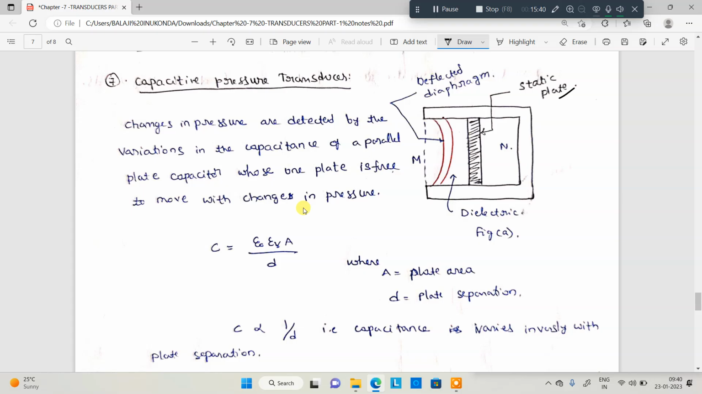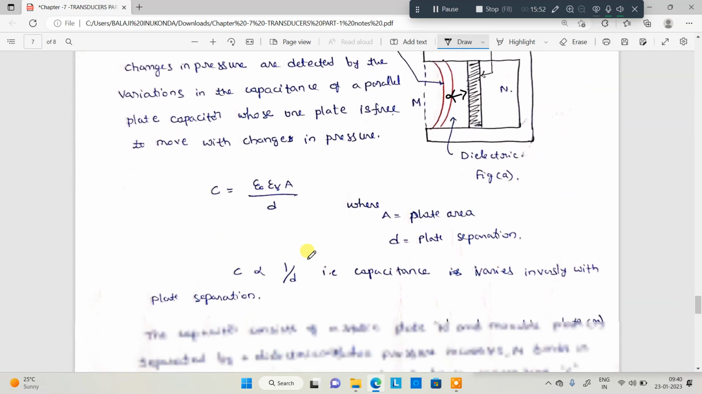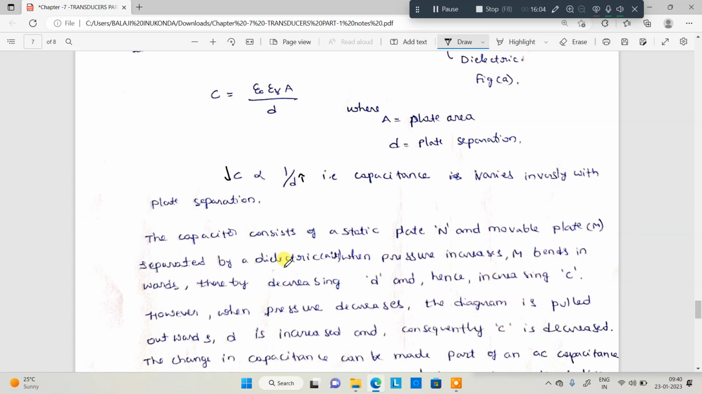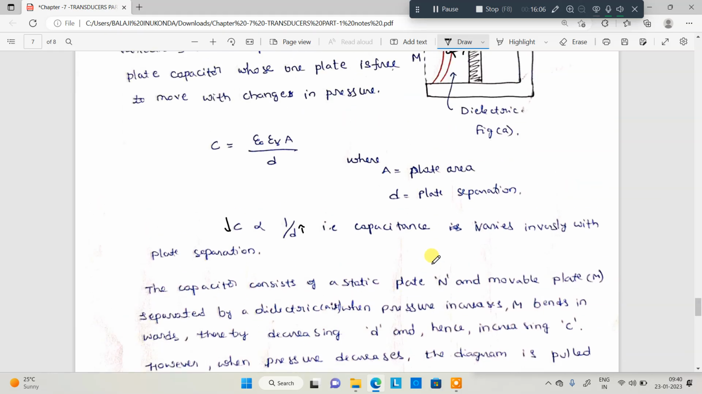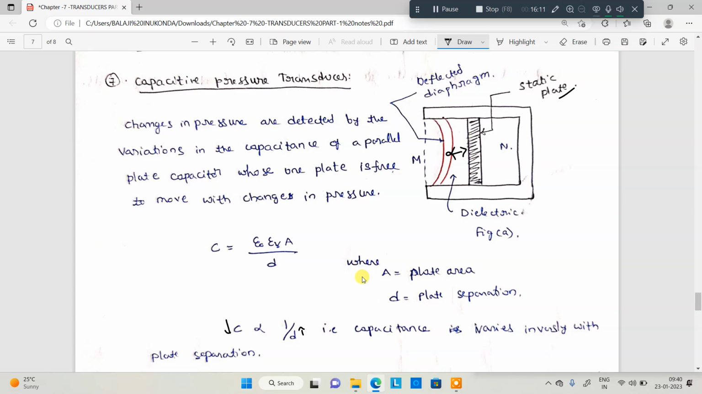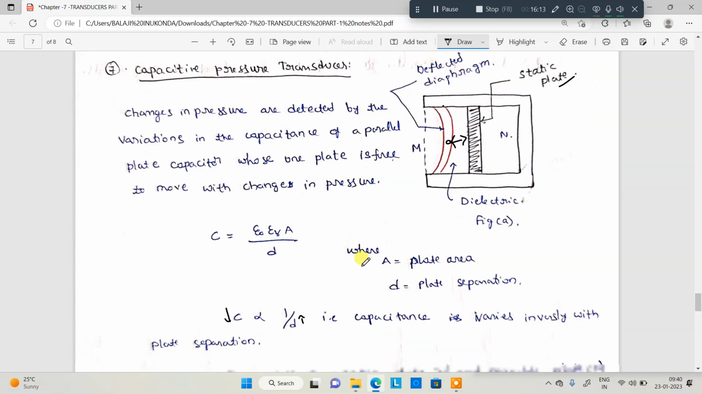Whenever I change the distance or the dielectric media, what will happen? The capacitance can increase or decrease based on the movable plate moving forward or backward. So this means that capacitance is inversely proportional to distance. Whenever distance increases, capacitance decreases. Whenever distance decreases, capacitance increases, and vice versa. So the capacitor consists of a static plate, that is N, and a movable plate, that is M, separated by the dielectric media, that is air.